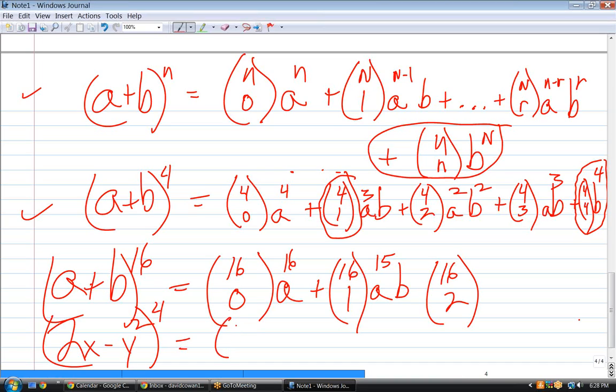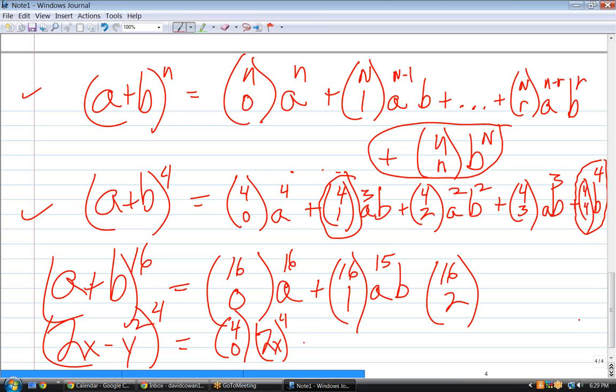Okay, and so let's expand 2x minus y squared. Well, the first coefficient is going to be what? 4 choose 0. But that's not the full coefficient because a is 2x. So it's 2x quantity to the 4th power. Okay. Notice what that makes the coefficient. The coefficient was 1, but now the coefficient is 2 to the 4th power, or 16. Okay? In other words, you have to substitute 2x for a and y squared for b.